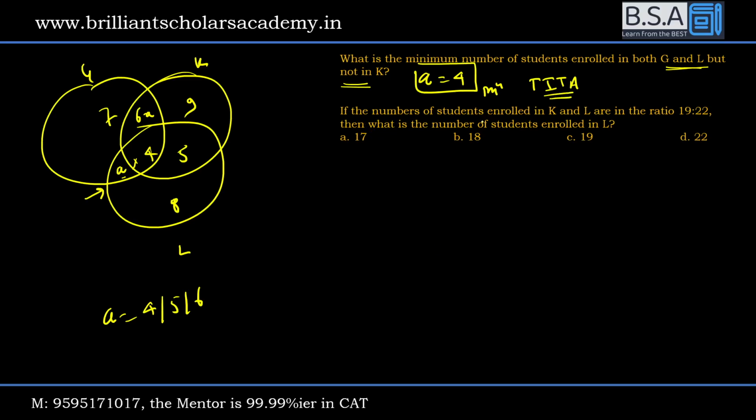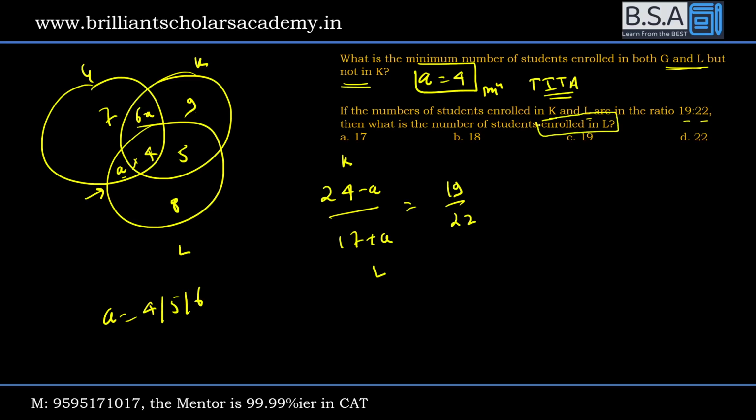If the students enrolled in K and L are in the ratio 19/22, how many students are enrolled in L? So these are the students in K. This is 9 plus 5 plus 4, that is 18. So that is 24 minus A. These people are enrolled in K. In L, it is 12 plus 5, 17. 17 plus A are enrolled in L. That ratio is 19/22. The question is, how many are enrolled in L?